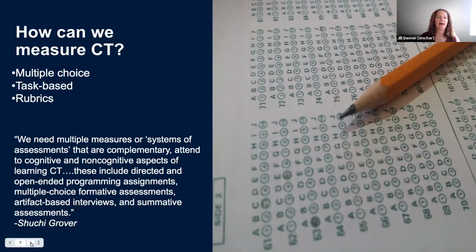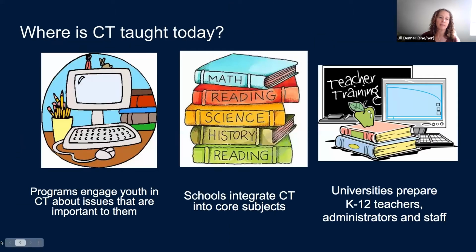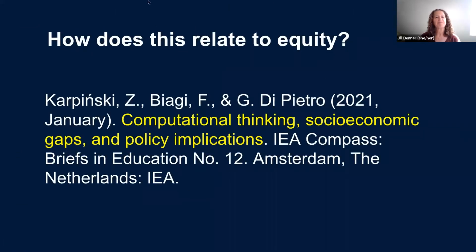So next slide. So how does this relate to equity? I'm just gonna, nope, go back, please. Yeah, so this is a new report that just came out. Just wanted to call your attention to it because this is an international report. They used a task-based assessment of computational thinking, and they found that students from less advantaged backgrounds, which they based on measures of socioeconomic status, have lower levels of computational thinking skills.